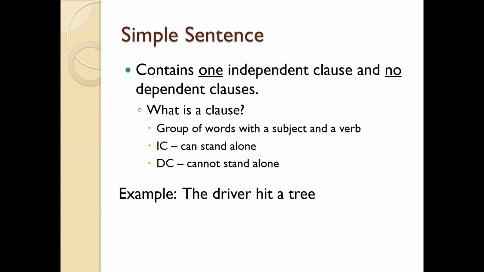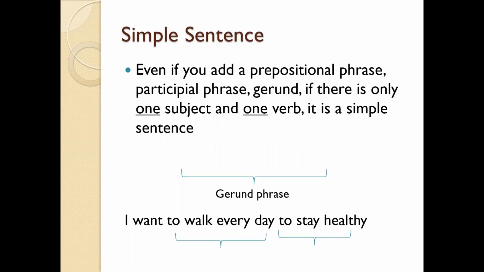An example would be the driver hit a tree. The subject is the driver, the verb is hit. This is a clause, and it's also considered an independent clause because it can stand alone. Even if you add a prepositional phrase, a participle phrase, a gerund, if there's only one subject and only one verb, it is still considered a simple sentence. There might be a lot of explanation or adjectives, but if it's only one subject and only one verb, then it is just an independent clause.